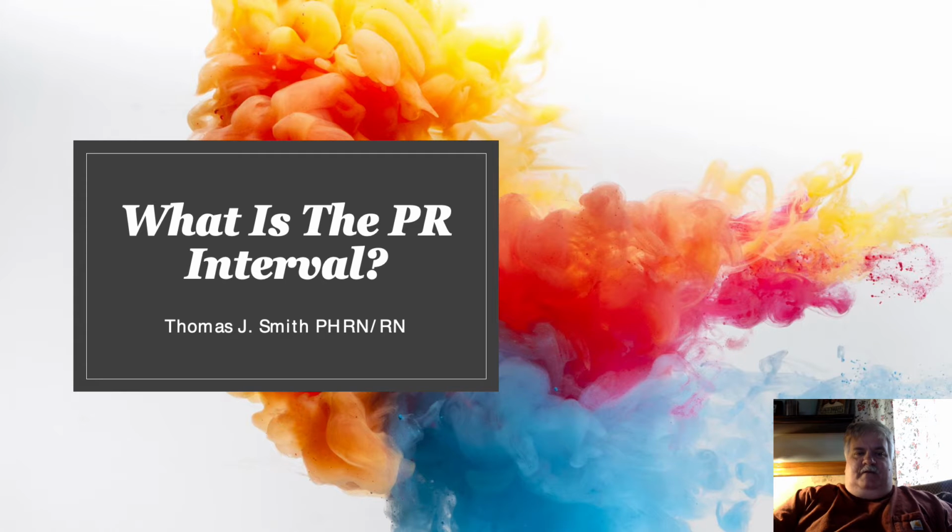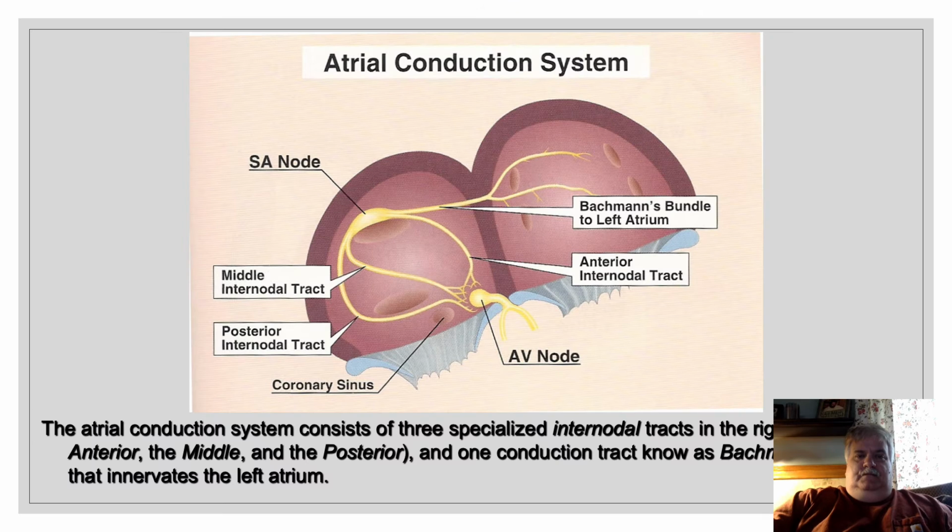What is the PR interval? Well, the PR interval is the distance from the beginning of atrial contraction until that impulse enters through the AV node.